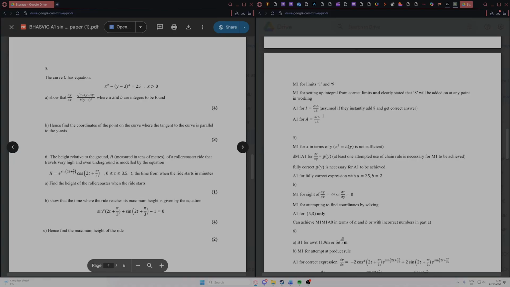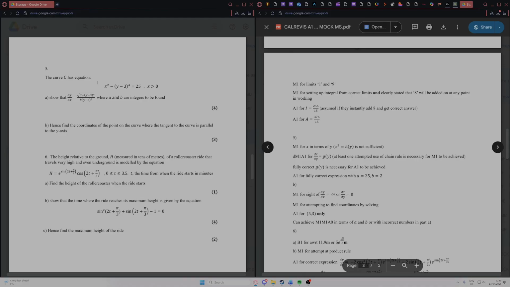And it says in this mark scheme here, x squared equals h of y is not sufficient, so you can't just add y minus 3 to the 4 to both sides. You have to square root it as well. And it says x is greater than 0, so there's no plus or minus.